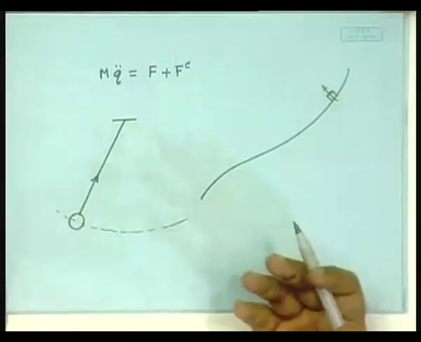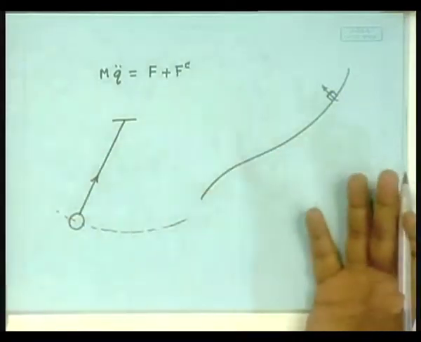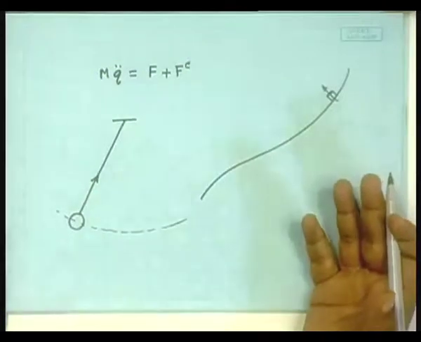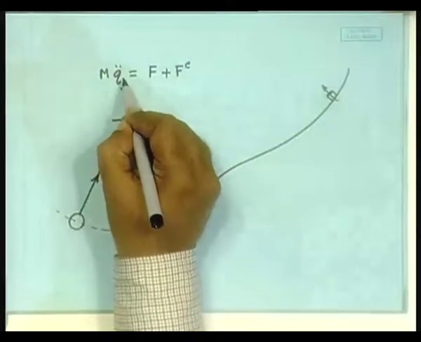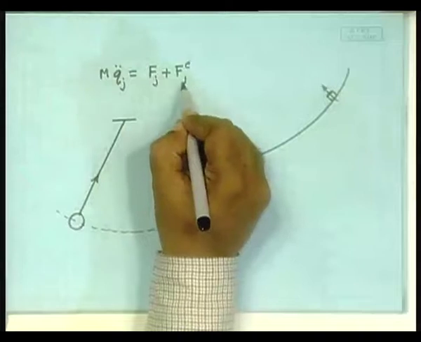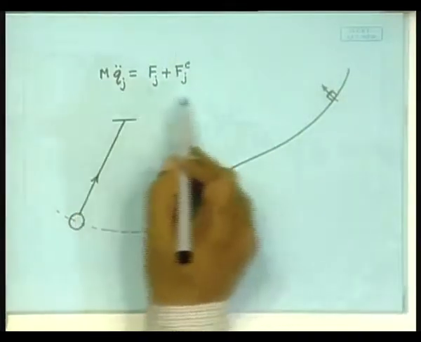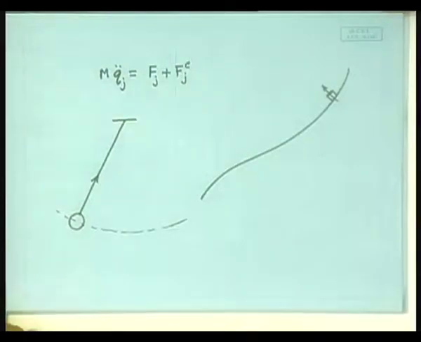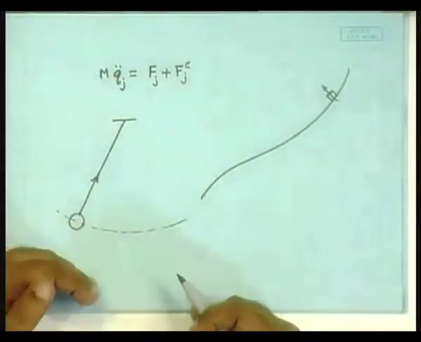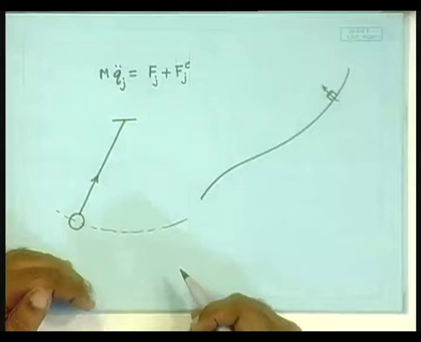And if you have n number of such bodies, for each body it will have to be written with a subscript, right. For each body you will have an equation like this, for all the n bodies you will have equations like that, clear.